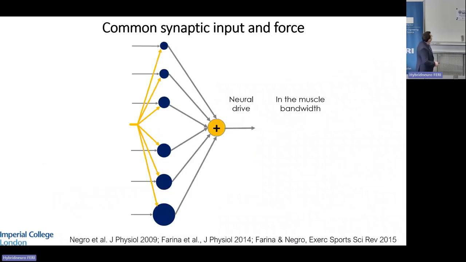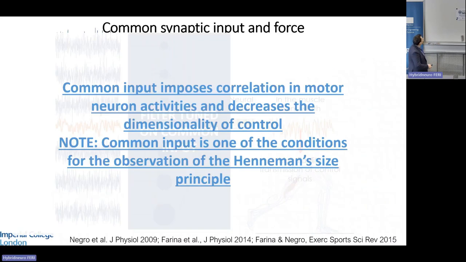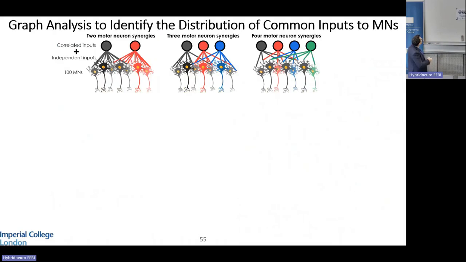In reality, it's not exactly like this. In reality, you have, let's say, a number of motor neurons. These project to certain muscles. We'll discuss the muscles after. And then these are the common inputs, okay? You can have two, you can have three, you can have four. The number of common inputs defines the clusters that are glued together. All right. So that's what happens.